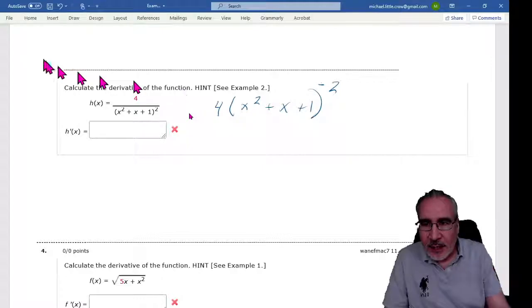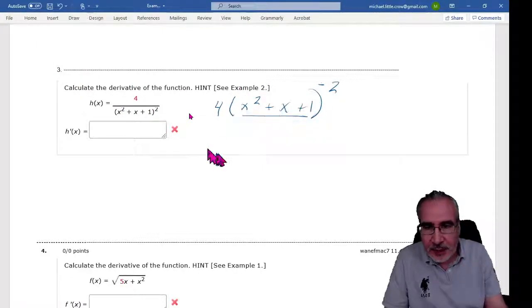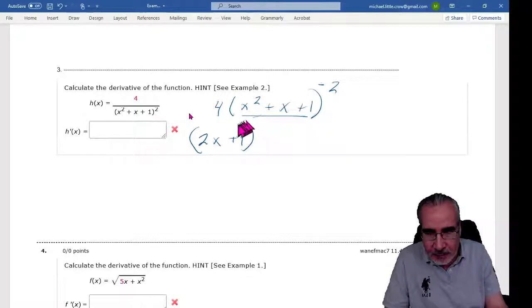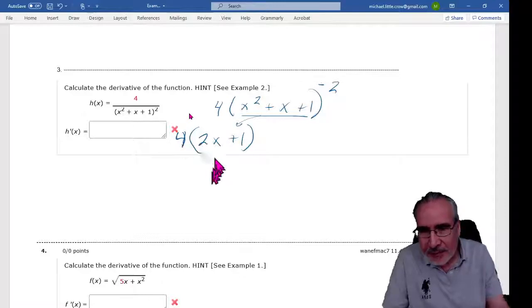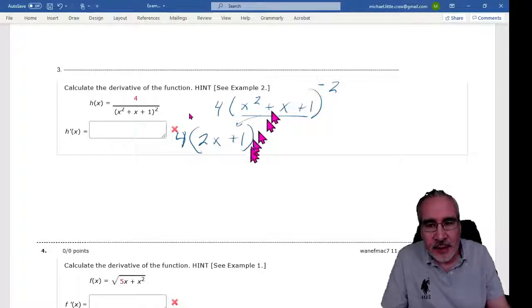Again, I like to take the derivative of the inside part first, so let's go here. We get 2x plus 1. Derivative of 1 is 0. So that's the derivative of the inside part. Boom. This 4 is a constant multiplier, or whatever they call it. It just tags along for the ride, it just stays there. And now we take the derivative of the outside part.